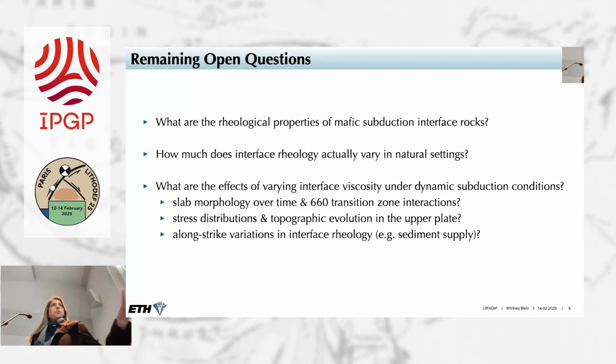So today I'm just going to summarize what we found so far on these three topics. And I'll try to convince you all that interface rheology is a component of subduction systems and is affecting the subduction dynamics that we see in convergent margins.